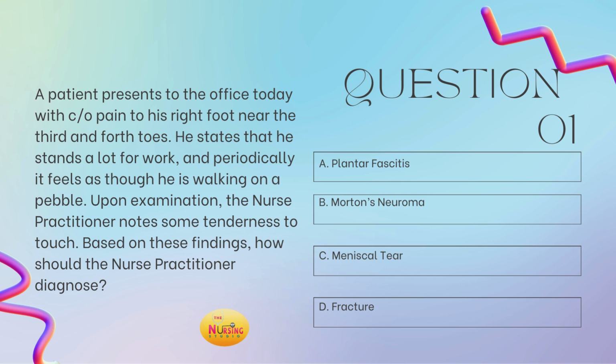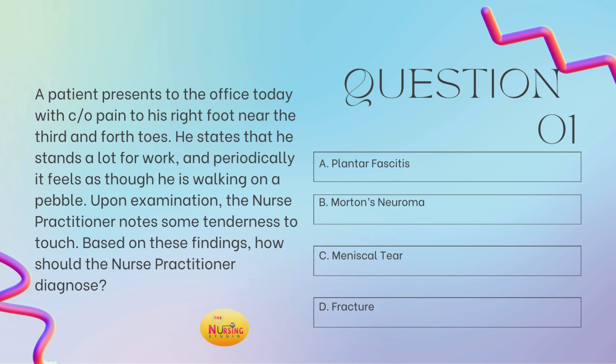And I always say if it's asking you how to diagnose, you need to run it back and look at the assessment findings. How did they present? What are the signs and symptoms? What are they complaining of? What did you notice as the provider, right? So this patient came into the office complaining of pain to his right foot at the third and fourth toes, states that he stands a lot for work and it periodically feels like he's walking on a pebble. Upon exam, the nurse practitioner noticed some tenderness to touch at that third and fourth toe on the foot, right? So classically, that is a presentation of Morton's neuroma.